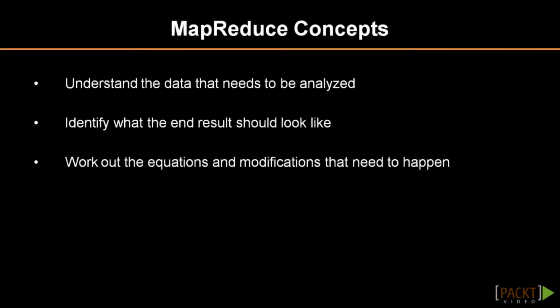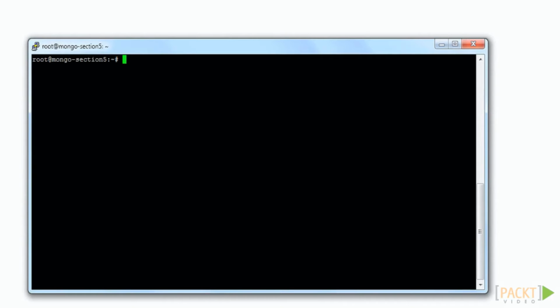Creating effective MapReduce algorithms requires a solid understanding of the data. The desired end result needs to be defined, and any questions or modifications to existing data should be identified. We'll need a more diverse set of data in order to complete this section. We can import this data just as we have in previous videos.